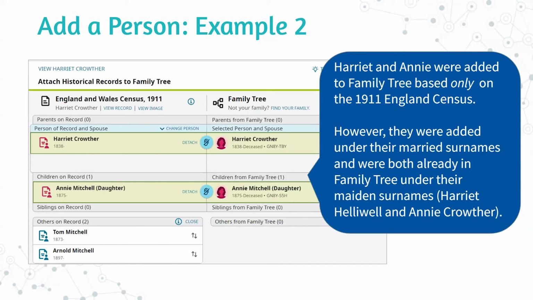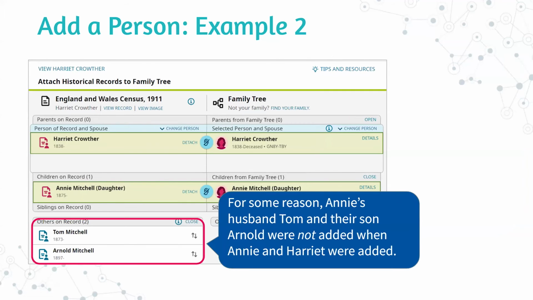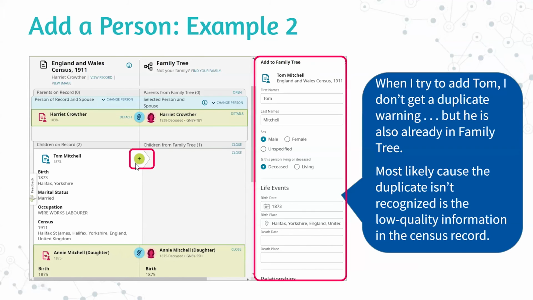But then here is the additional challenge. For some reason, when those names were added from the census, Annie's husband and son were not added. So it looked like I could add Tom. So I clicked the add button just to see what would happen, and no duplicate warning came up. But guess what? I did a separate search and Tom was already in Family Tree.